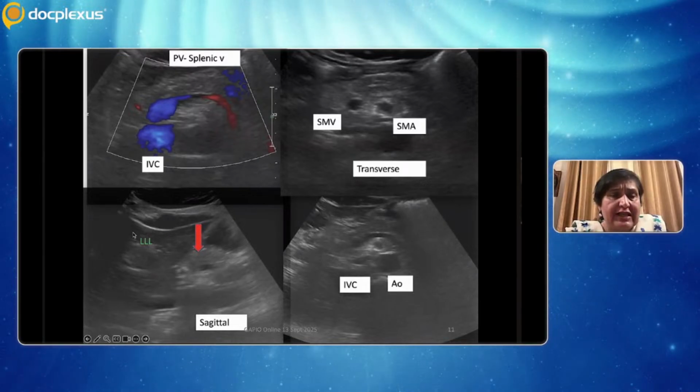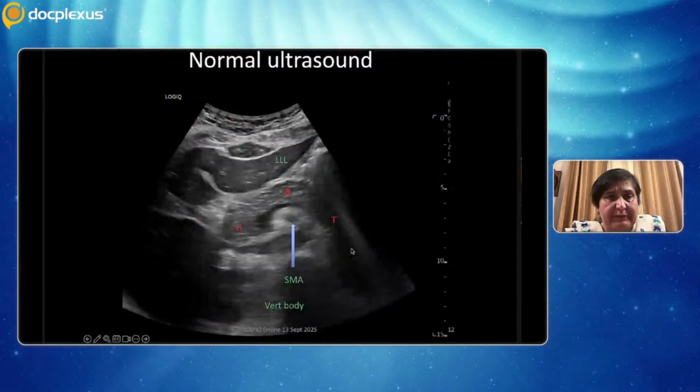On the longitudinal section, that's the left lobe of liver, and you can see part of the pancreas, posterior and caudal to it. That's the IVC, aorta, SMA, and that's the portal vein and the splenic vein. So you can see there are very, very important structures here, and you should be familiar with this anatomy.